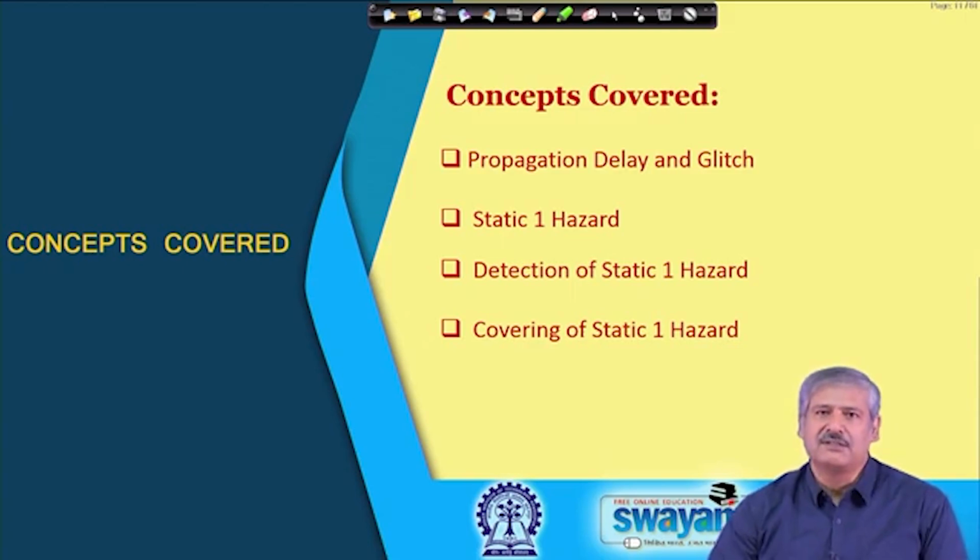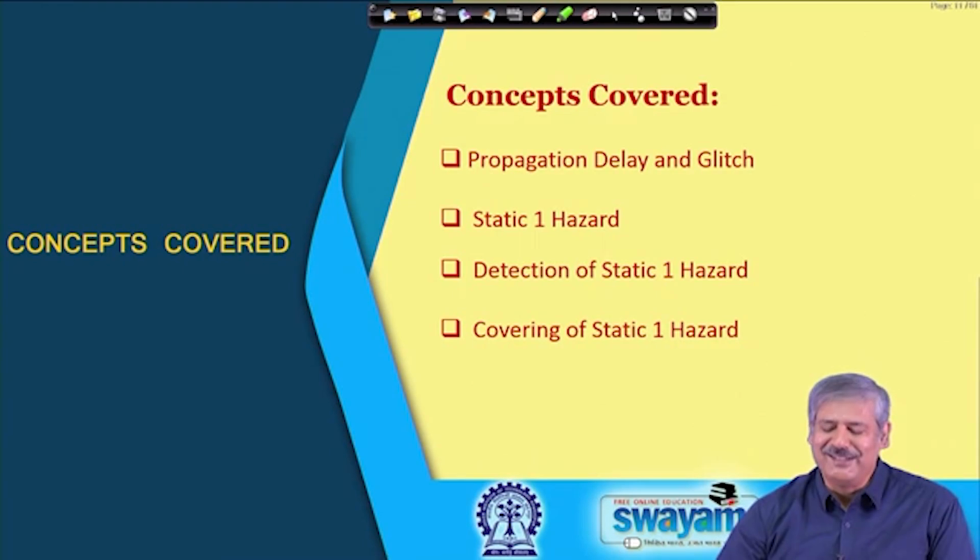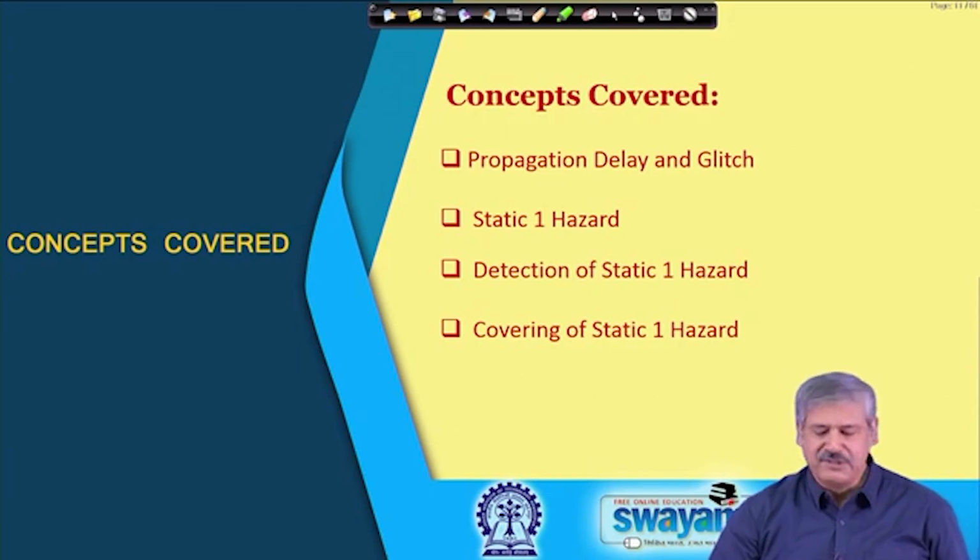In this class we shall look at some of the practical issues associated with logic circuit implementation, and for that, how we modify the circuit, which may be more costly in terms of the hardware used, the way we have defined cost, but it saves the day. It helps in overcoming some of the inherent problems associated with the logic circuit. The concepts to be covered are related to propagation delay and the glitch that is formed, and we shall dwell on static one hazard in today's class.